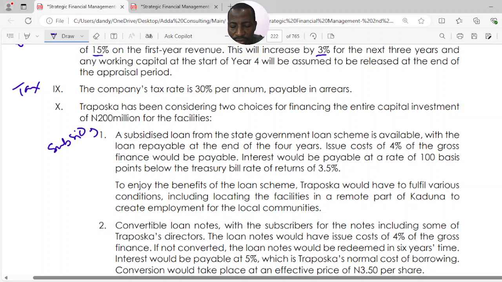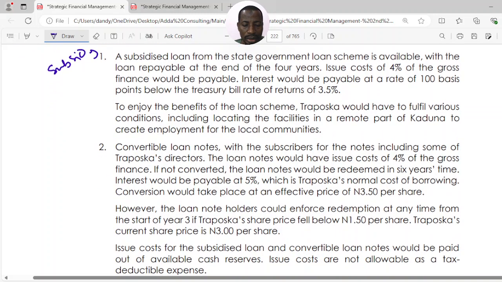To enjoy the benefit of the loan scheme, Traposca will have to fulfill various conditions, including locating the facility in a remote part of Kaduna to create employment for the local community. So still talking about the subsidy. Number 2, convertible loan notes with the subscribers for the notes, including some of Traposca's directors. The loan notes will have issue cost of 4% of the gross finance. If not converted, the loan notes will be redeemed in 6 years' time.